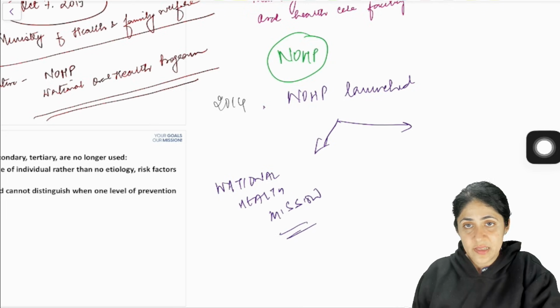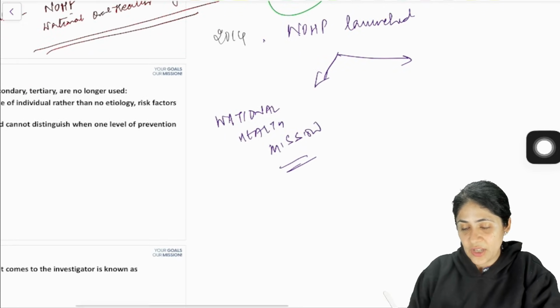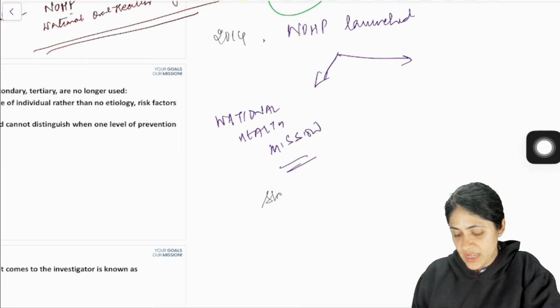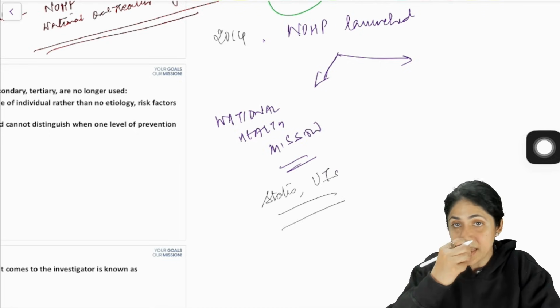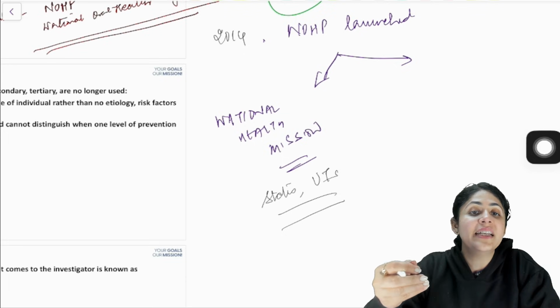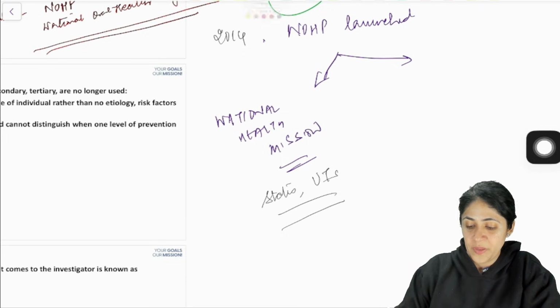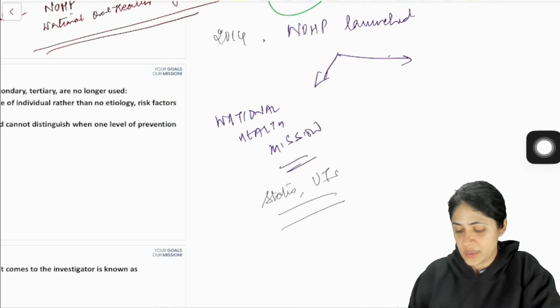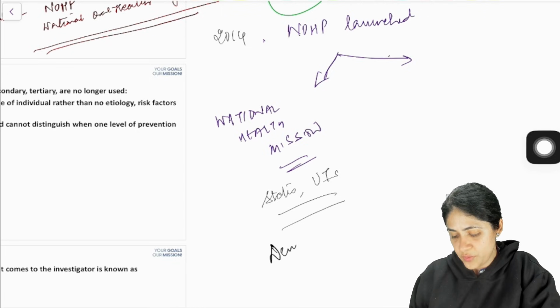Under the National Health Mission, the states and the union territories seek permission to set up dental care units. These territories set up the units for dental care.